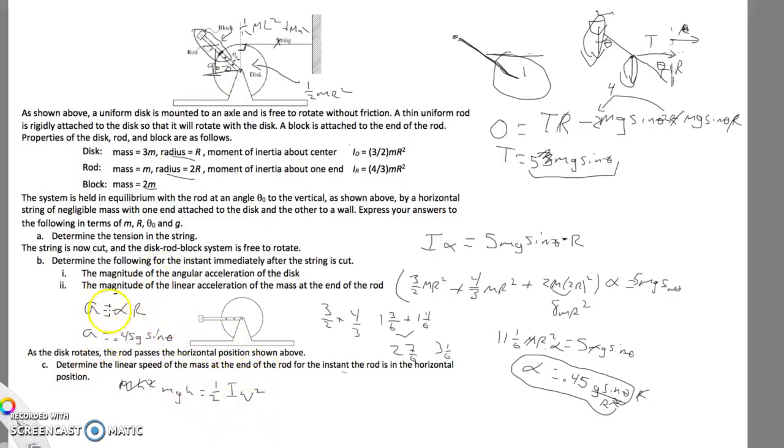The other option is, since we know what a is, we can solve for the distance it's going to fall. So this is length r, so this would be r cosine theta right here. So if that's r cosine theta, we can use that distance and that acceleration and use kinematics to solve for the velocity.